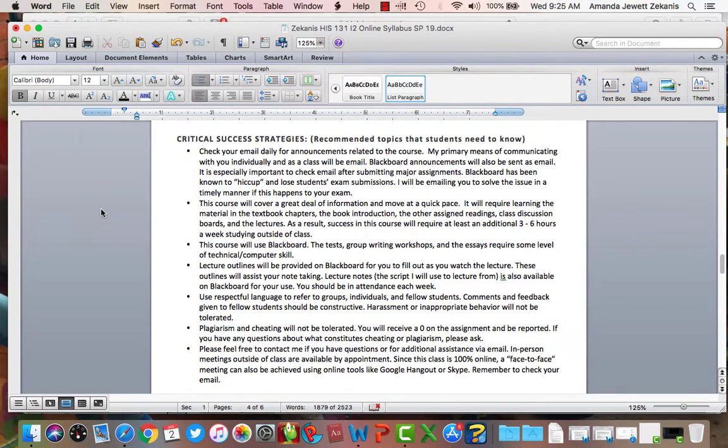Some things that you want to do. You want to check email. I will send out announcements at least once a week. They will go to you via email. Hopefully, I've had some problems where a few of them don't always go. So you might want to also check the announcements page. But you'll be getting emails from me at least once a week. So please, please, please check your email. I recommend you check it daily because if you've submitted your test and Blackboard ate it, and I email you and say, hey, did you mean to miss a test?